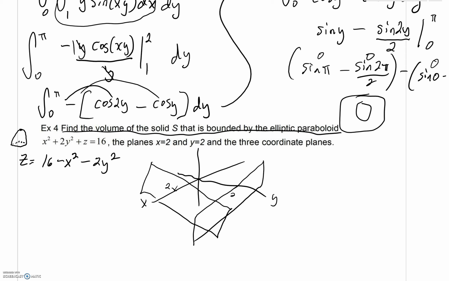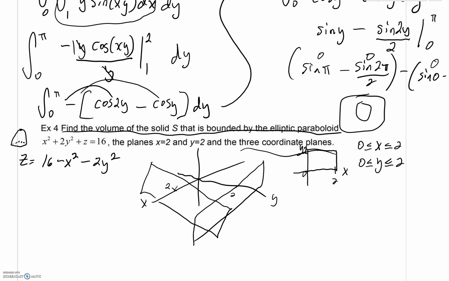coordinate planes, if we go from x equals 0, y equals 0, and even from z equals 0, which would be the xy plane, what that really is going to create for us on the xy plane would be this rectangular region between 0 and 2. In other words, x would be contained between 0 and 2. Likewise, y would be contained between 0 and 2. So the three coordinate planes would indicate that x equals 0, y equals 0, and z equals 0.